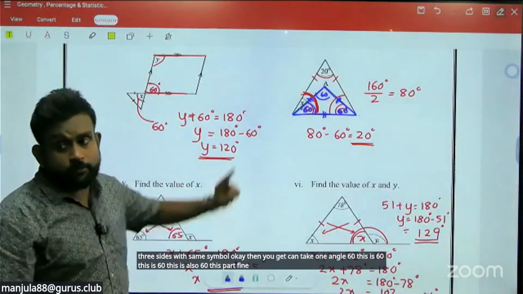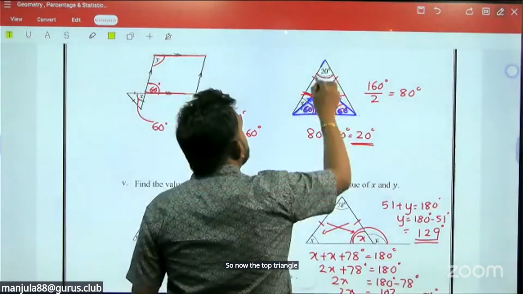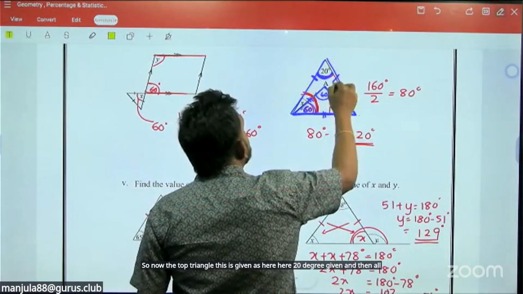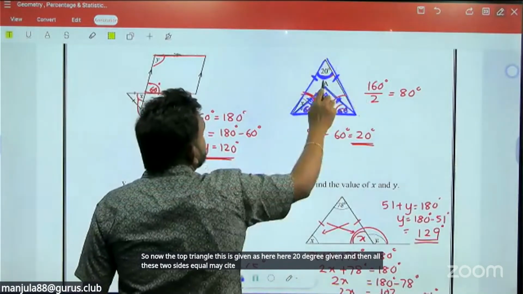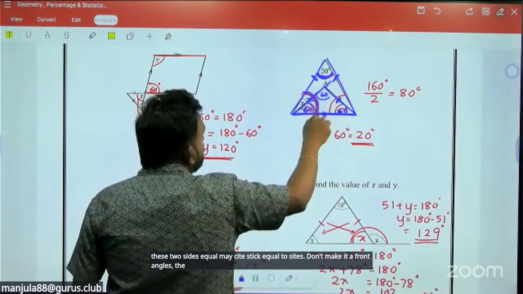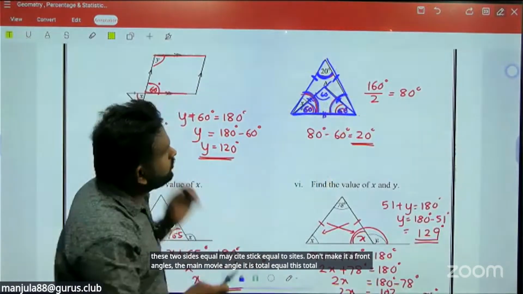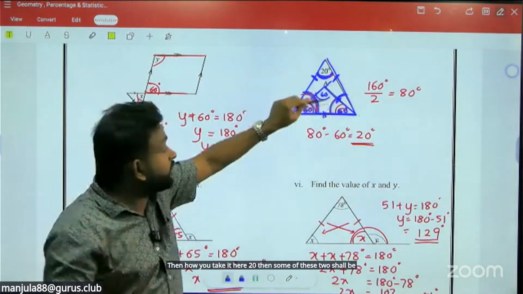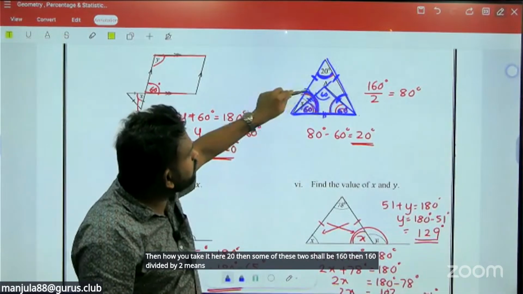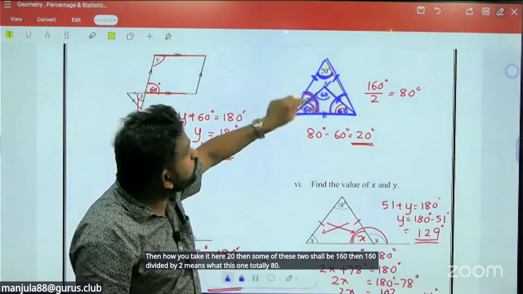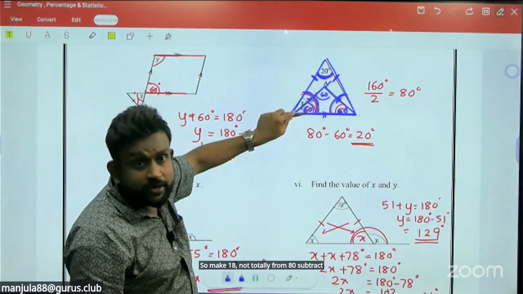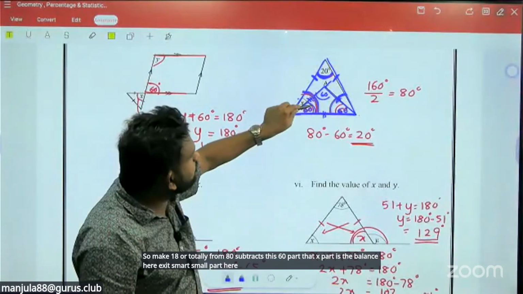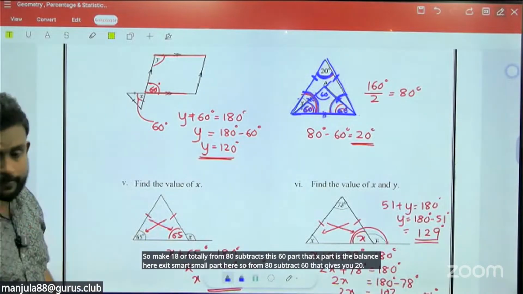So now the top triangle, here 20 degrees is given, and these two sides are equal. So the two angles are equal, this total equals this total. Then how do you take it? Here 20, then the sum of these two shall be 160. Then 160 divided by 2 means what? This one is totally 80. From 80 subtract this 60 part. That x part is the balance here. x is marked as a small part here. So from 80 subtract 60, that gives you 20. Okay.